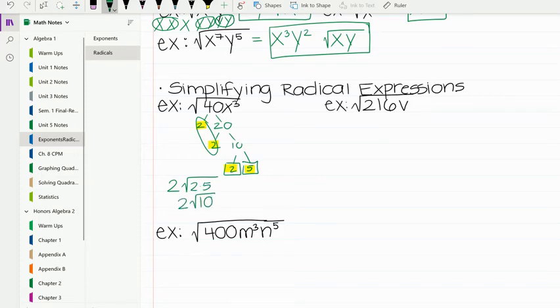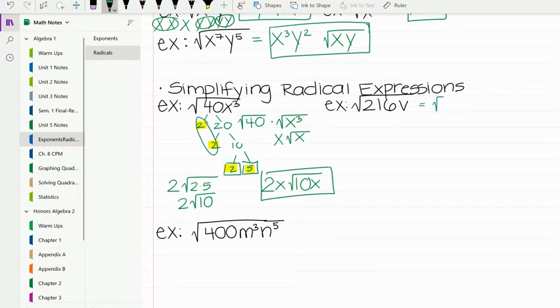But I also have, because you can kind of think of this as root 40 times root x cubed. So I also have that root x cubed. So I know that I can take out 1x, but then 1 would be left inside. So this would be like x root x. So when I write my final answer, I would have the 2 on the outside, the x on the outside, a 10 on the inside, and an x on the inside. So 2x root 10x. All right, let's go ahead and look at this next example.